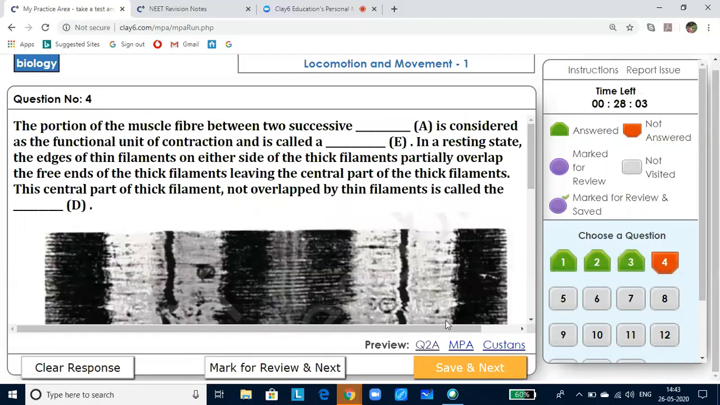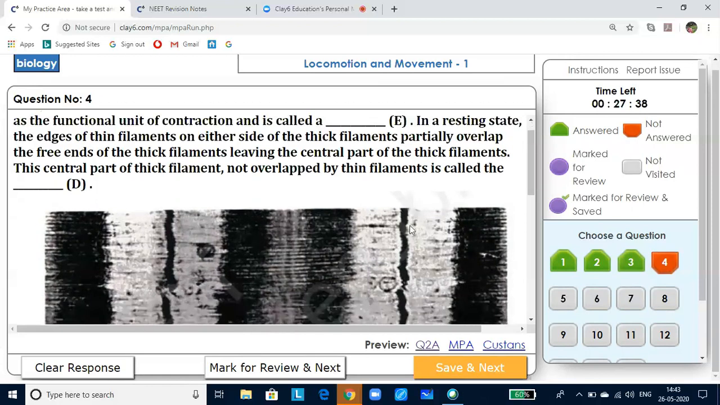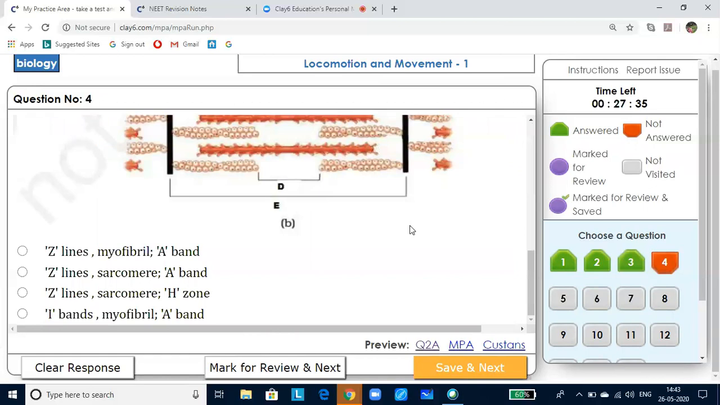The portion of the muscle fiber between two successive dash is considered as functional unit of contraction and it is called a dash. The edges of thin filaments on either side of the thick filaments partially overlap the free ends of the thick filaments, leaving the central part of the thick filaments. This central part of the thick filament not overlapped by thin filaments is called dash. Now if you look at it, it is Z lines, sarcomere and H zone. So this is the correct answer.